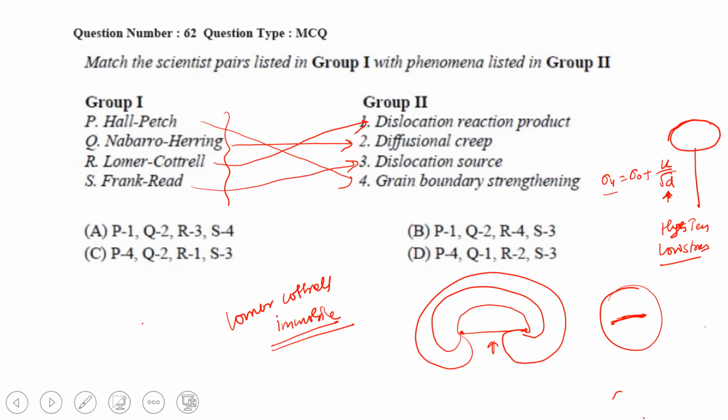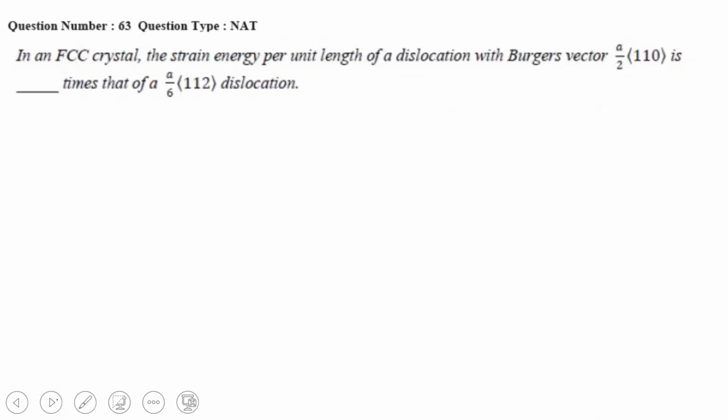Okay. Now, next question. In an FCC crystal, the strain energy per unit length of a dislocation with Burgers vector a/2 [110] is dash times that of an a/6 [112] dislocation. So first dislocation we have with Burgers vector a/2 [110], right? The second case we have a/6 [112], right?